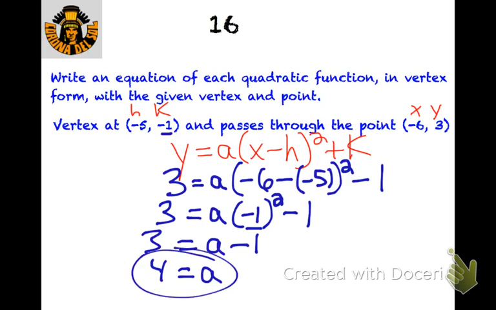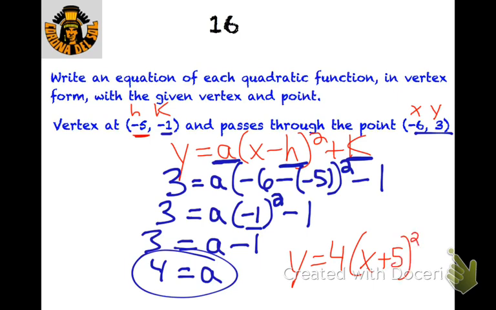Now if a is 4, that means what we want to do when we write this is we want to put the a in there, and then the h, and then the k, and that's it. We don't want to plug the x and the y back in. So our final answer, as nice as can be, would be y equals 4x. Now it's normally x minus whatever the h is, but because of the two negatives, we would make it plus. So 4 times x plus 5 squared, and then the k is a minus 1, so then we just put minus 1. That's the best form. That's vertex form.